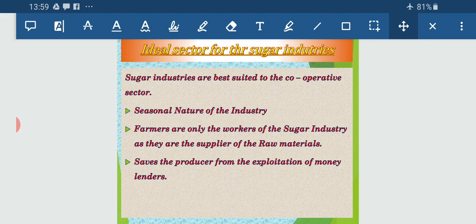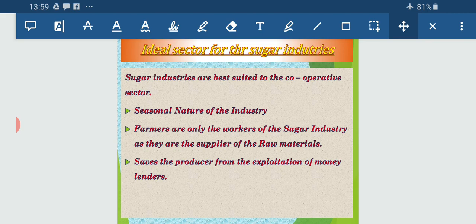Secondly, farmers are the only workers. Those who are working in the agricultural plot, they are the only workers in the sugar industry. So when they are engaged in agricultural work, no one is present in the sugar industry and there is no work to be performed in the sugar industry. That is why it is best suited to the cooperative.